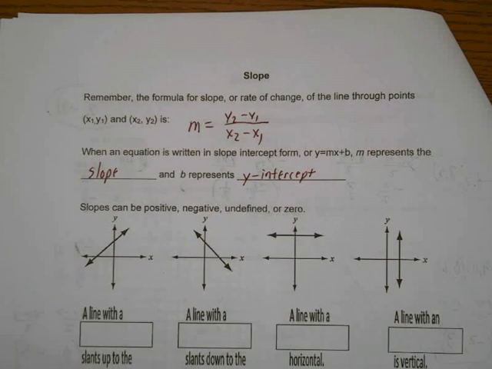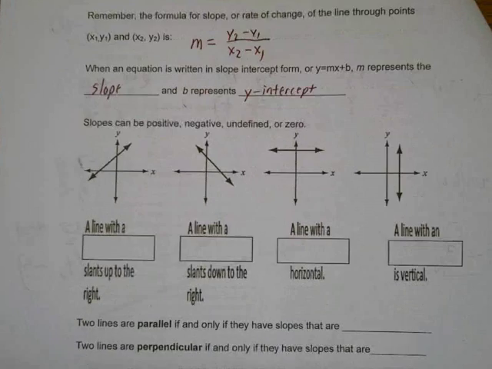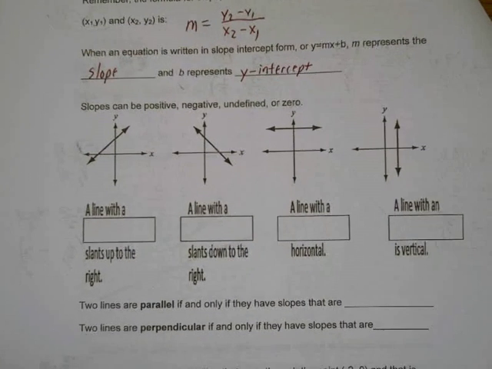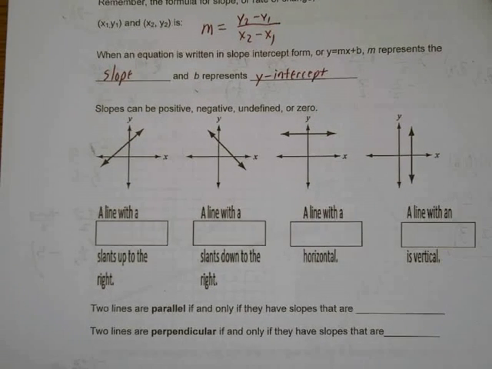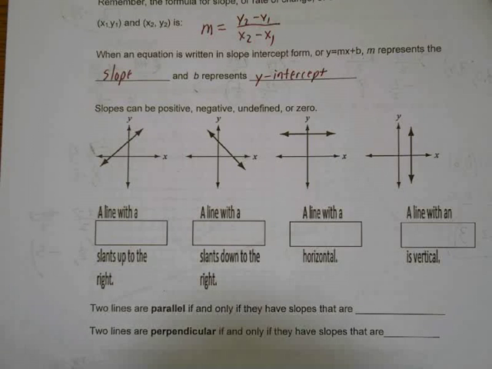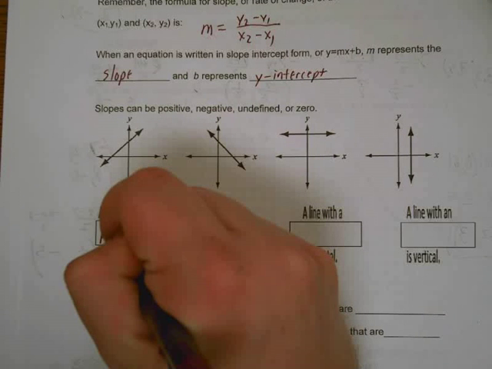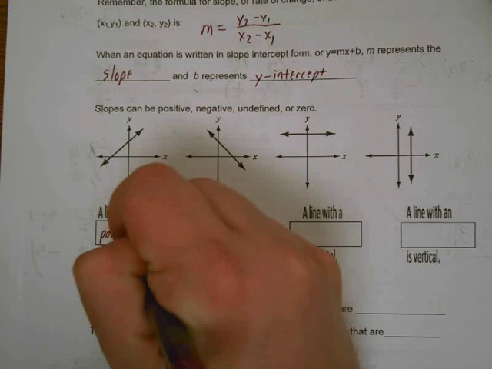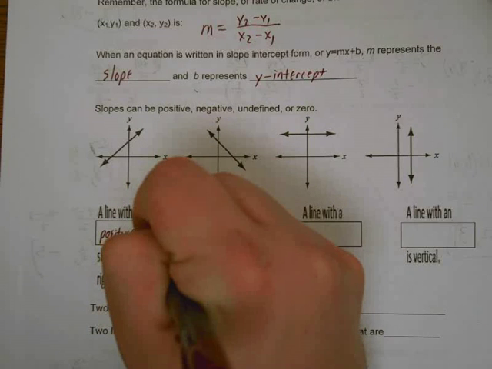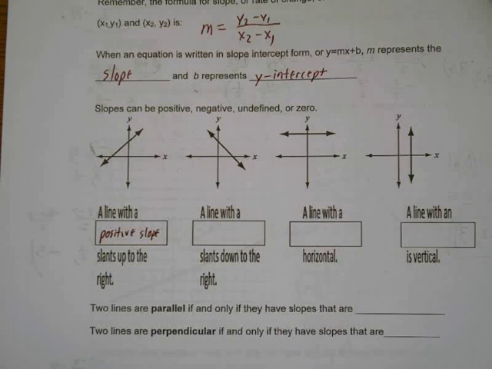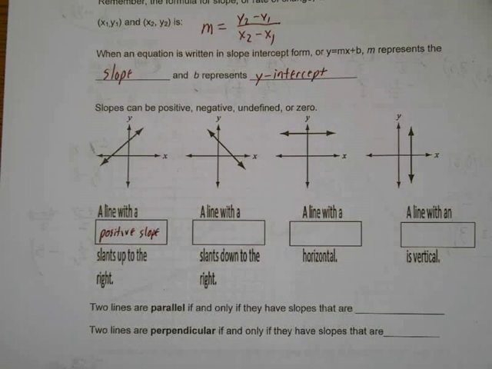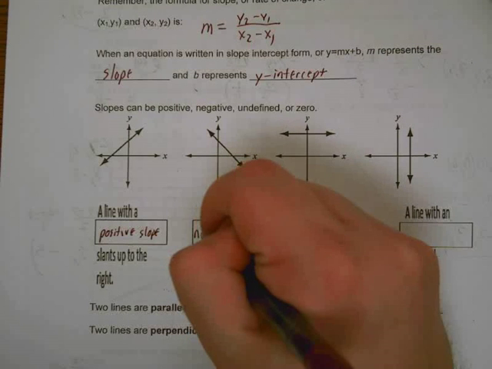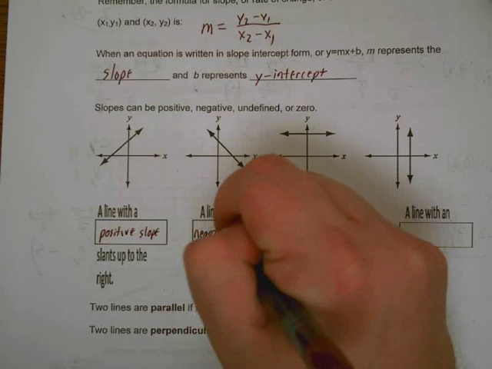So we have a couple different possibilities for slope. Slope can be positive, negative, undefined, or zero. If we have a line like this example here, where it's slanting up and to the right, we say that that has a positive slope. Our next line that's slanting down and to the right, we're going to say has a negative slope.